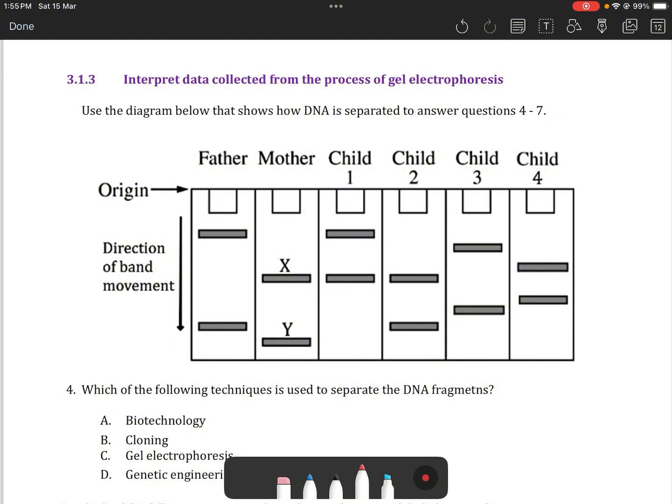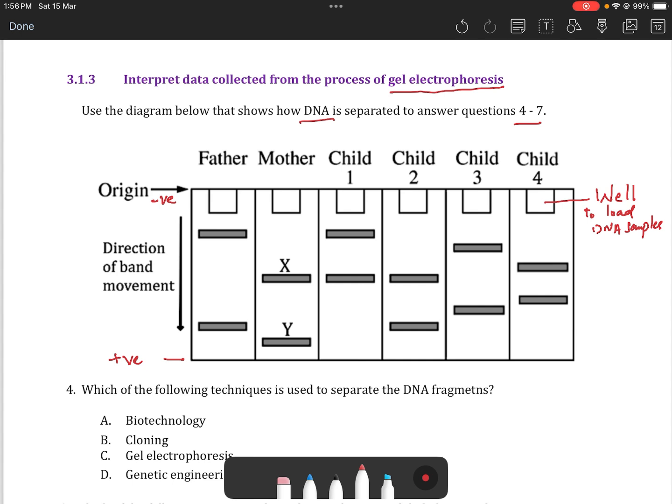Interpret the data collected from the process of gel electrophoresis. Use the diagram below to answer questions 4 to 7. There is a diagram showing you the DNA isolation, or you can say extraction. In this picture, we need to know there is a place known as the well, where you load your DNA samples. This side is the positive side of the gel, and the top is the negative side of the gel.